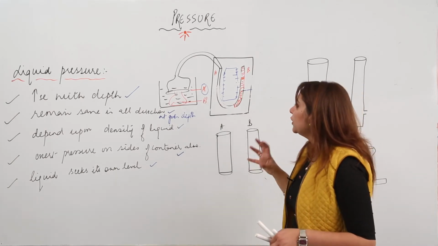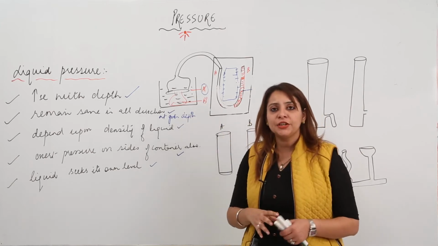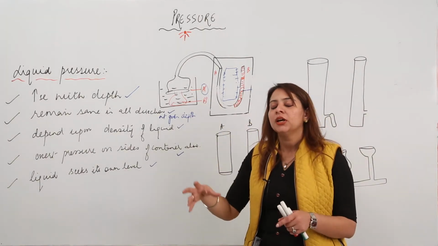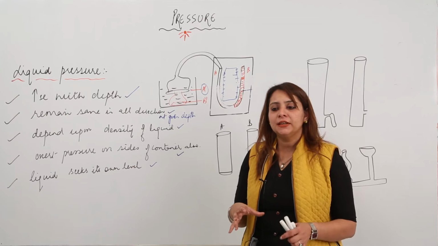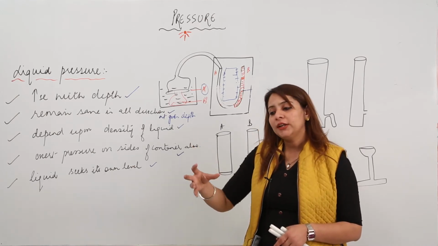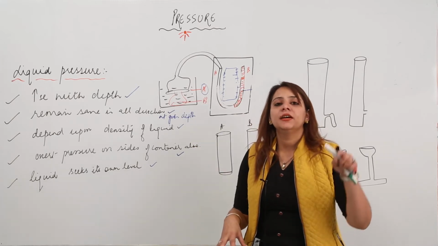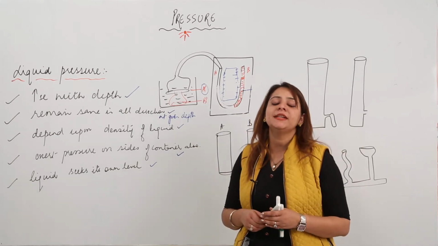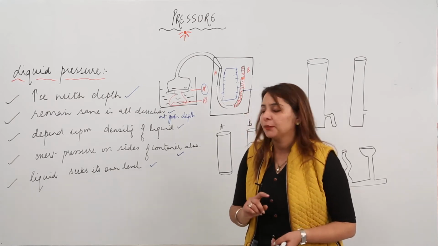So you can see that initially the level of liquid was the same on both sides. When you put the thistle funnel at position A dash, it pushes, and the level of liquid goes down in A and increases in B. But when you lower the thistle funnel more, the liquid shifts more. So that means liquid pressure increases with depth.